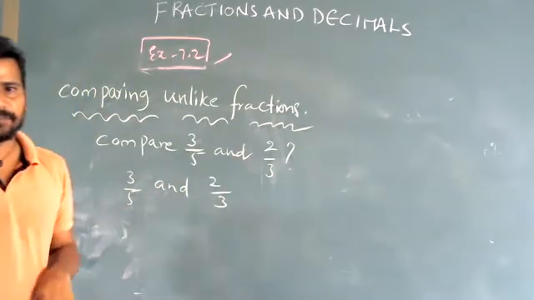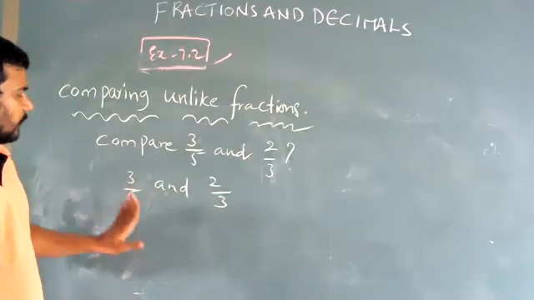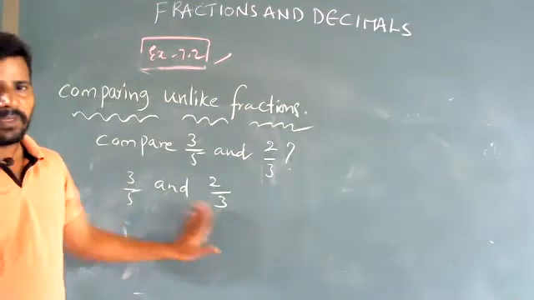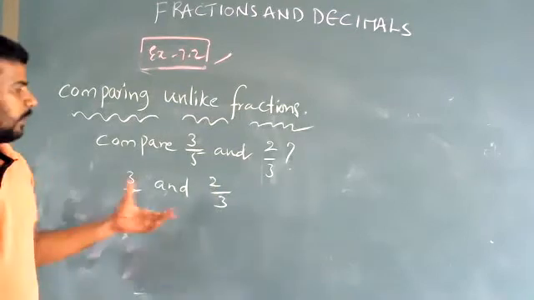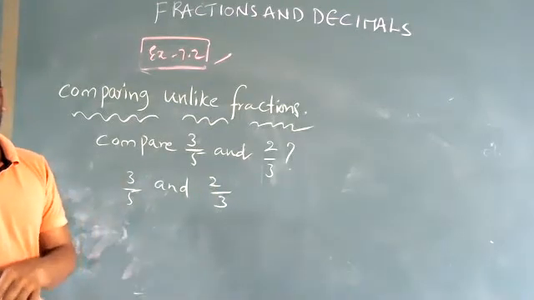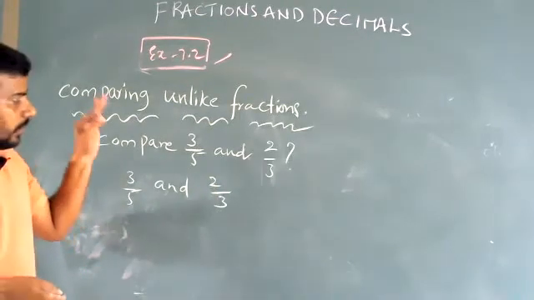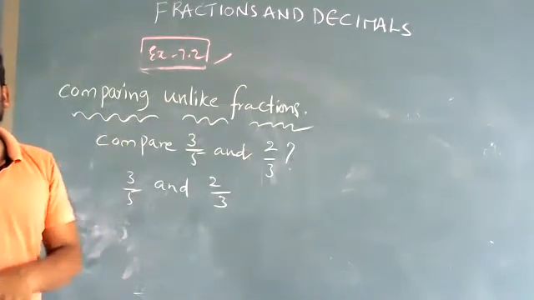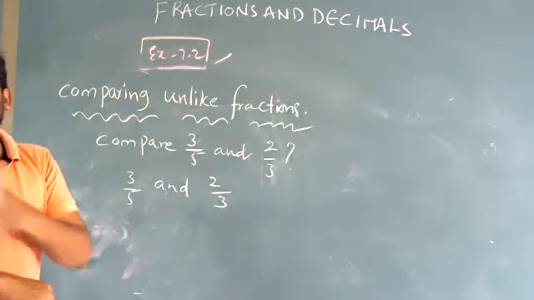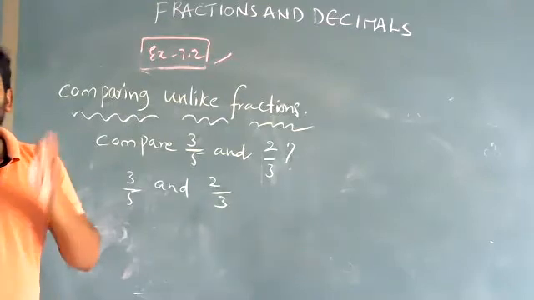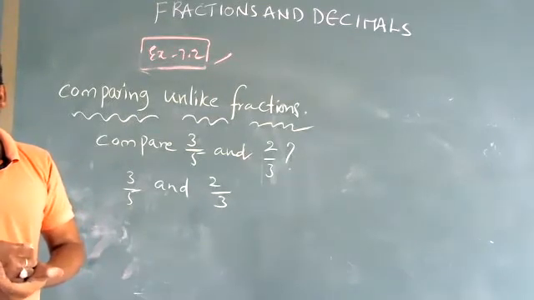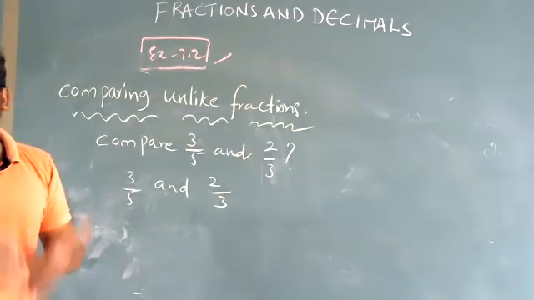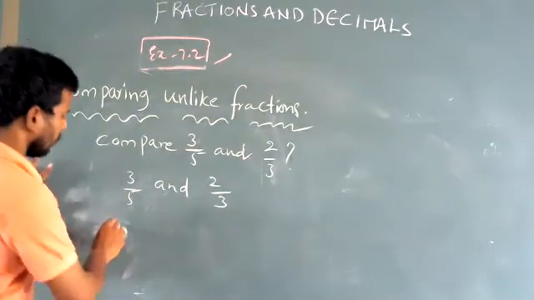2 by 3. Observe here, the denominator in 3 by 5 is 5, and in 2 by 3 the denominator is 3. Both are not equal. Both fractions are unlike fractions. Now these two unlike fractions should be converted into like fractions. So first you have to find the LCM of the denominators. That means the LCM of 5 and 3.